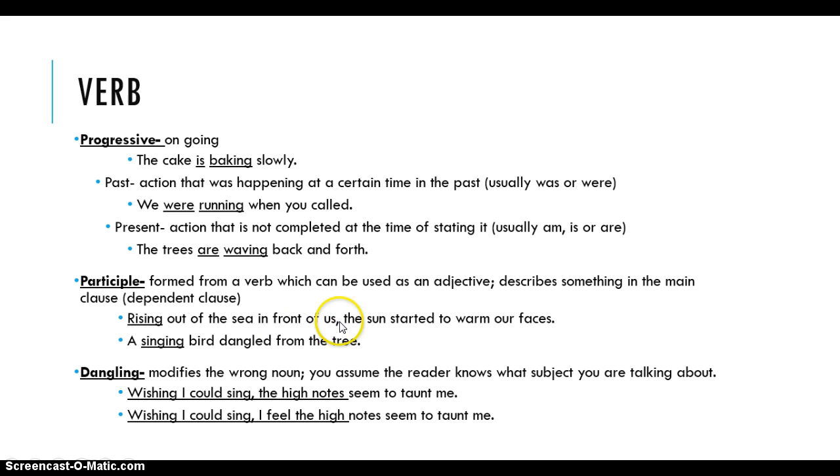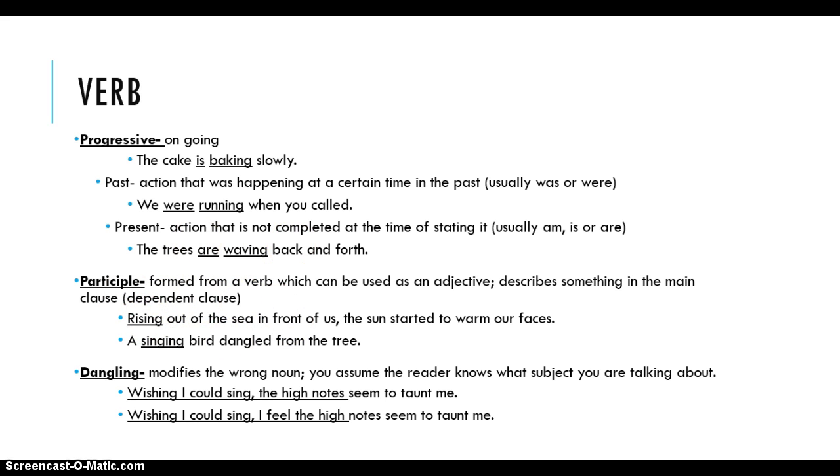So we don't have that comma there to help us see whether what is to the left of the comma is a dependent or what is to the right, and so on. So we really need to find out what the main verb is, what the writer is really saying. So: a singing bird dangled from the tree.